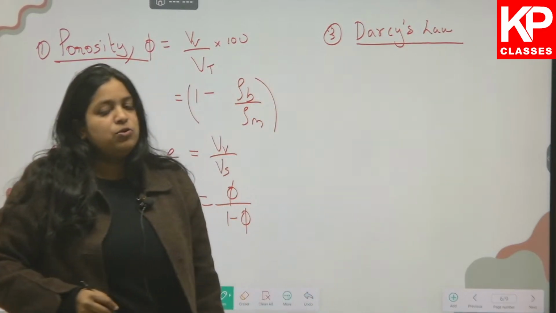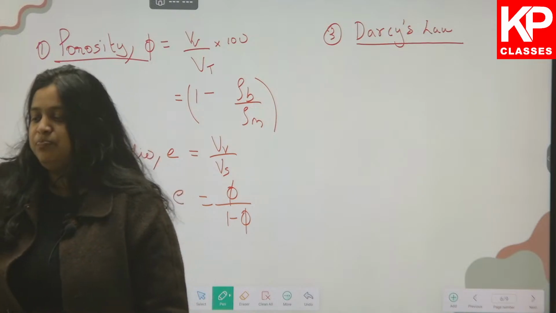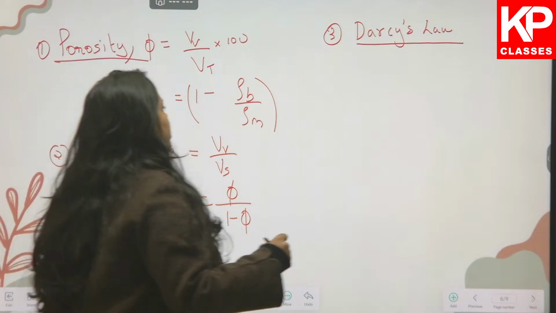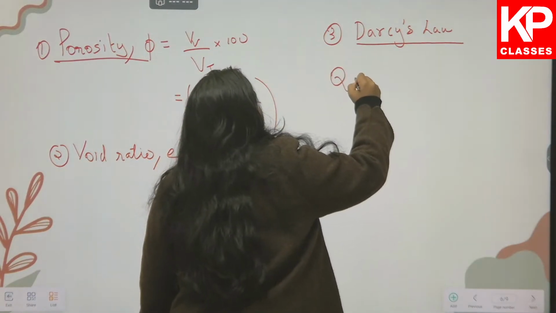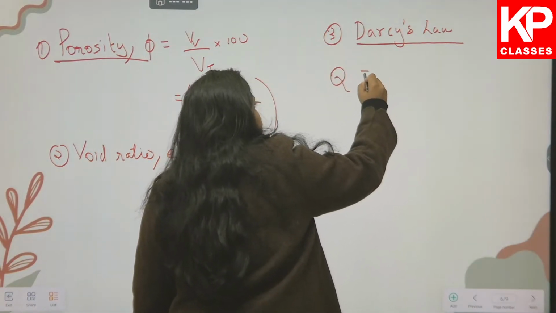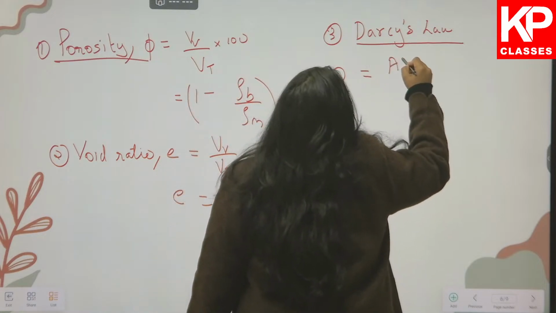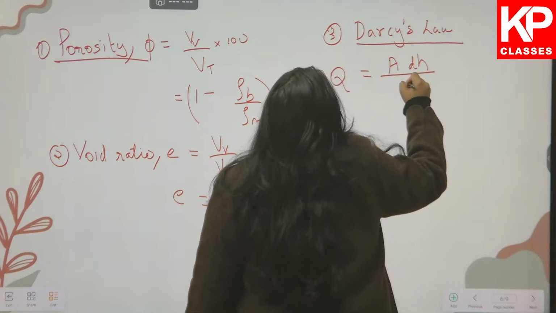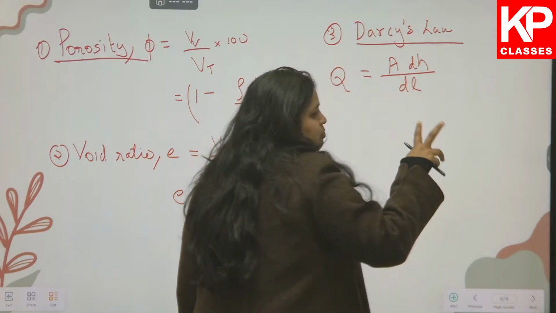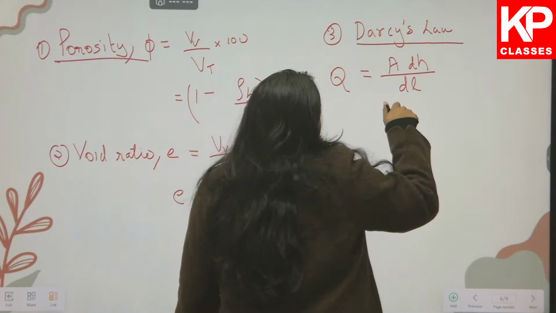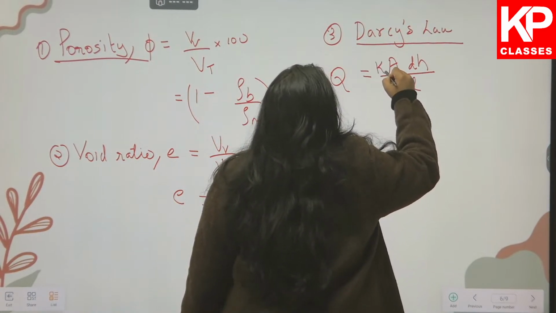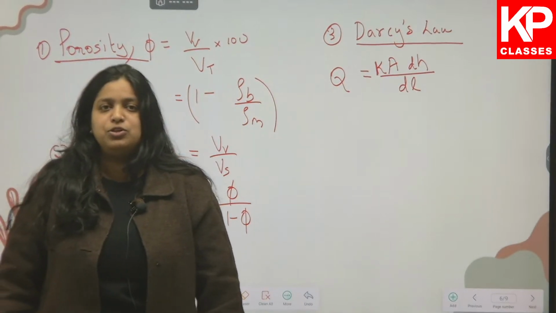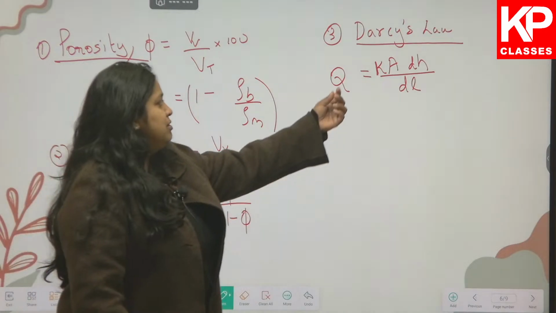What is Darcy's law? Darcy's law states that the discharge Q, or the flow rate Q, is directly proportional to the cross-sectional area and the change in the hydraulic head, and it is inversely proportional to the distance between the permeameters. There is a proportionality constant, the hydraulic conductivity or coefficient of permeability, K.